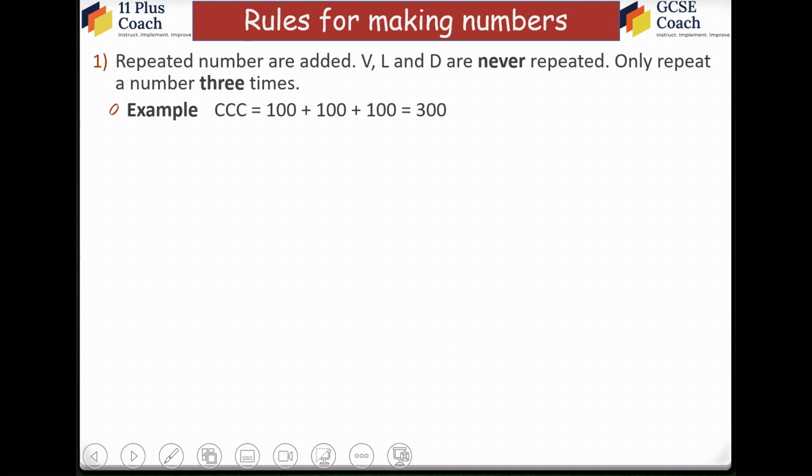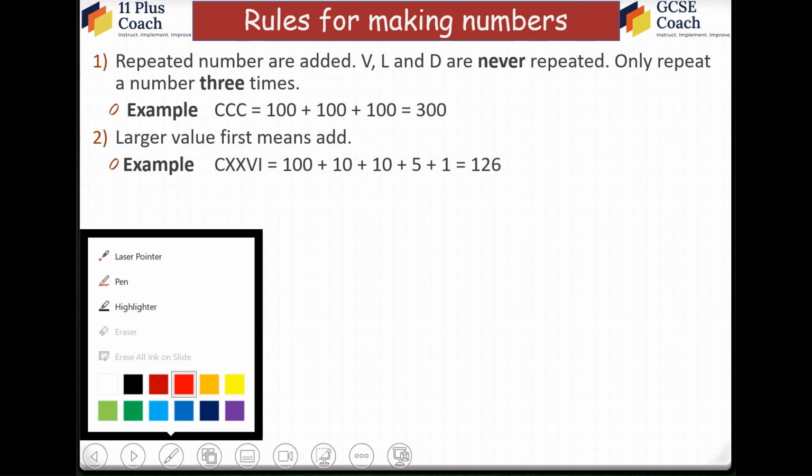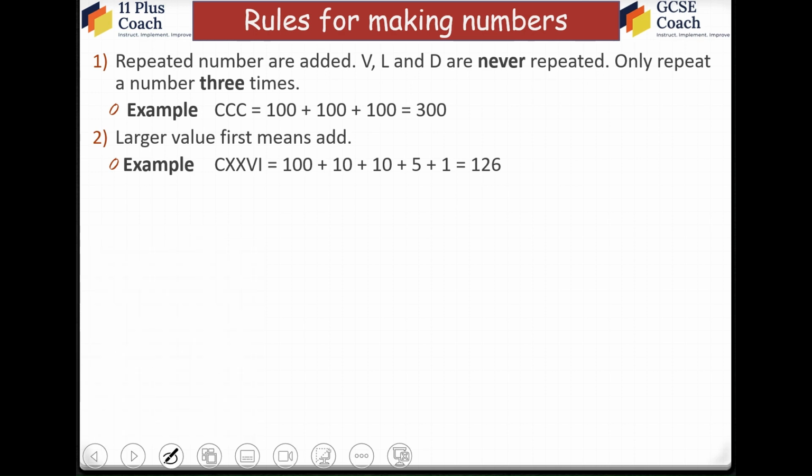That's the first rule. If the larger value comes before the smaller value in Roman numerals, that means you're adding those two values together. As an example, CXXVI. Now C represents 100 and X represents 10. So 100 is bigger than 10, which means you add the 100 to the 10. So 100 plus the 10 plus another X, another 10, plus another V, which is bigger than I, so another 5, and I, which is 1. You add them all together, you get 126 as a final value.